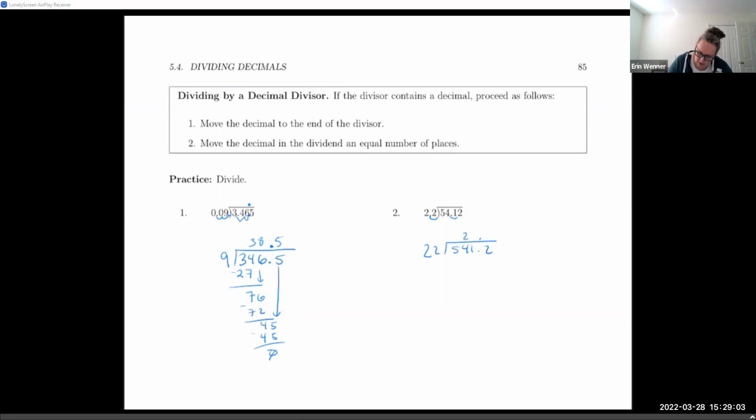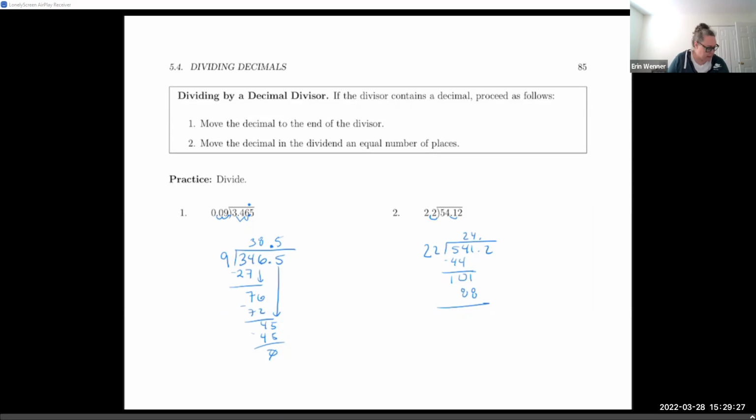So 22 into 54 goes in 2 times, because 2 times 22 is 44. We'll go ahead and subtract. That's going to be 10, and we'll bring down the 1. This is going to go in 4 times. 4 times 22 is 88. We can't do 5 times 22 because 5 times 22 is 110, and we're looking for 101, right?